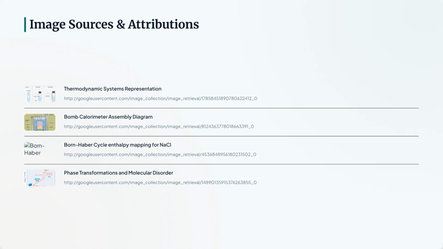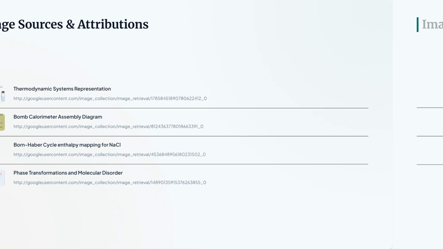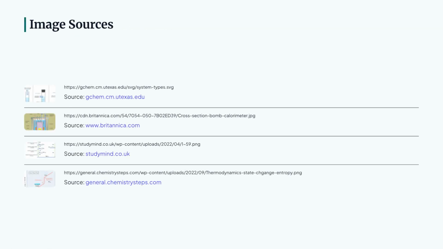This slide lists the image sources and attributions used throughout this video, including diagrams for thermodynamic systems, calorimetry, the Born-Haber cycle, and phase transformations. This final slide lists the source URLs for all images used in the video.